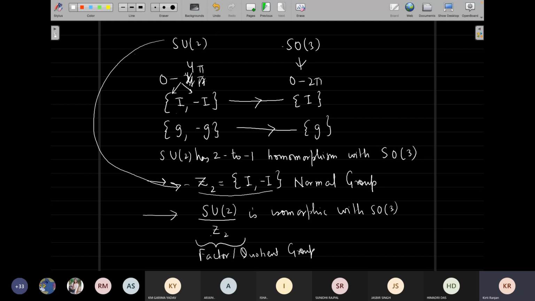This is a rather interesting aspect, because from it I can say that I can study everything about SO3, and I will put the same thing for SU2 over Z2 because it is an isomorphic group. And if I want to know what SU2 is, then I just need to figure out that since the Z2 normal group is there, I will make every element have its negative also existing in the group to make it SU2. So making the SU2 group from the SO3 group becomes rather easy and simple in group theory.